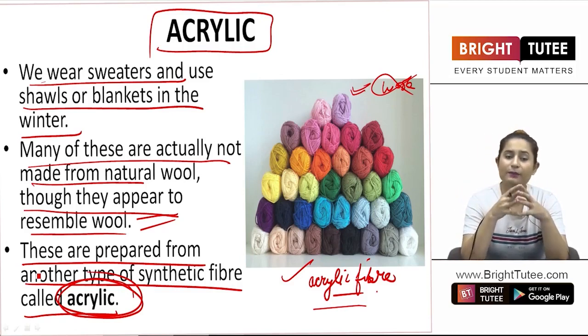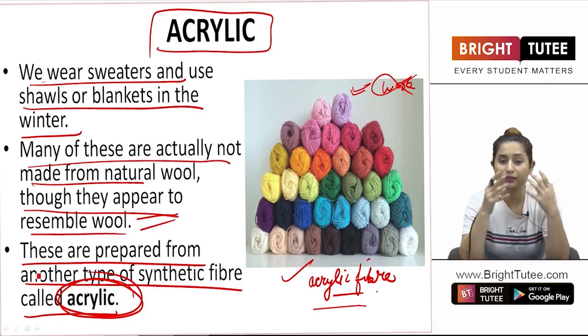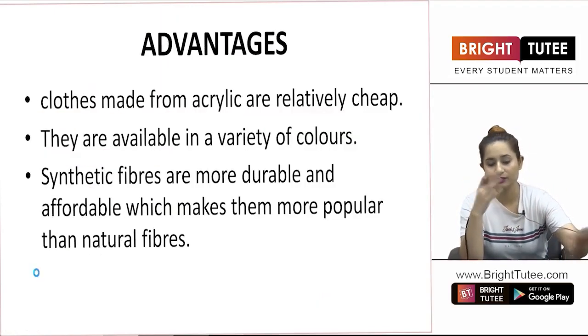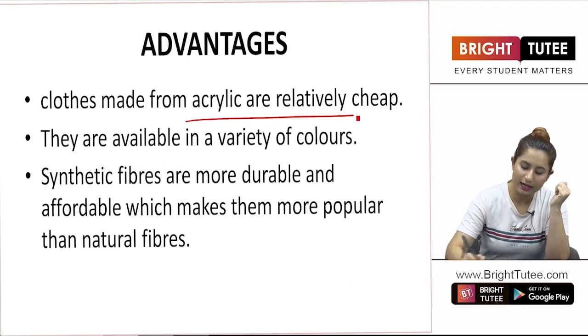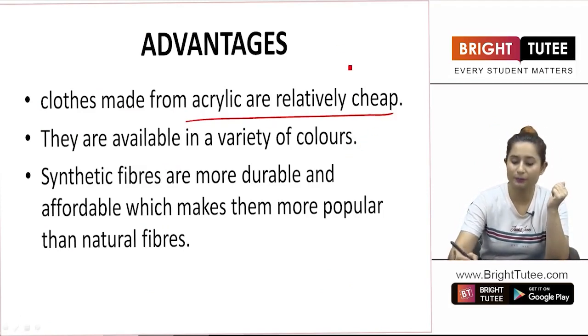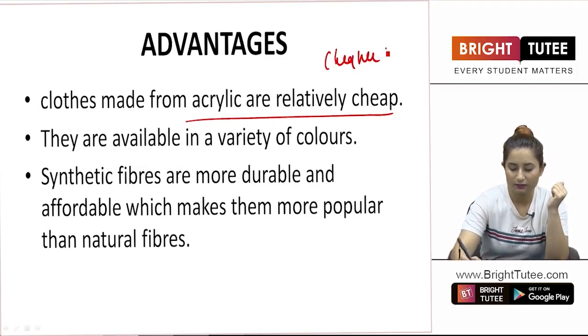And it is very similar to wool. It has good properties. It can keep you warm. It is soft to touch, right? All these properties make acrylic useful in winters and in making sweaters and shawls. What are the advantages? Clothes made from acrylic are relatively cheap. They are cheaper than wool.